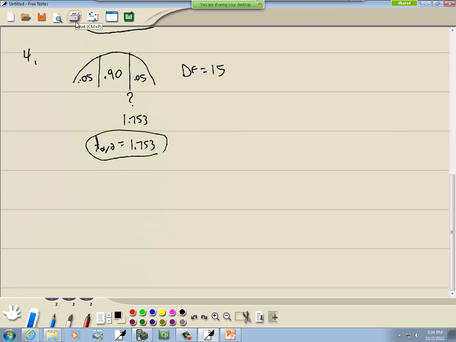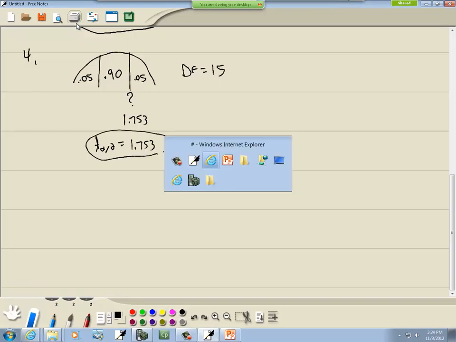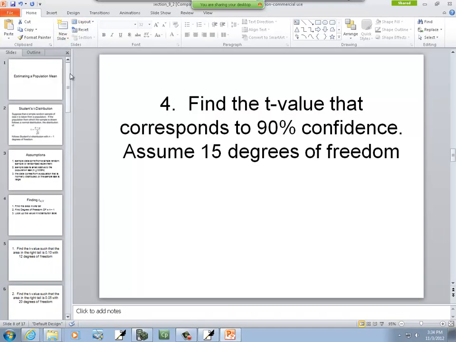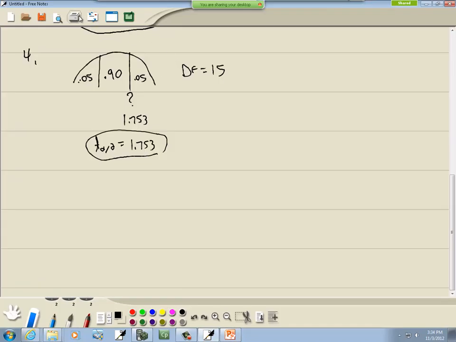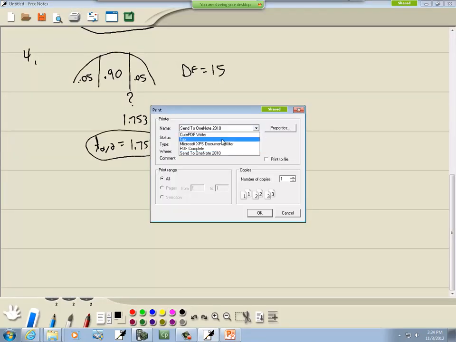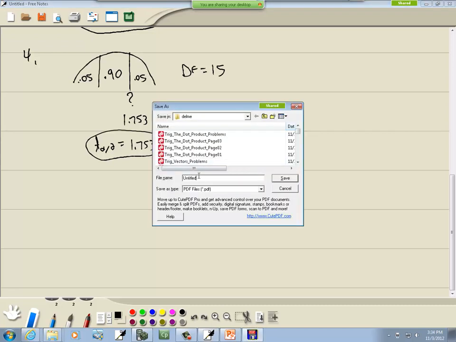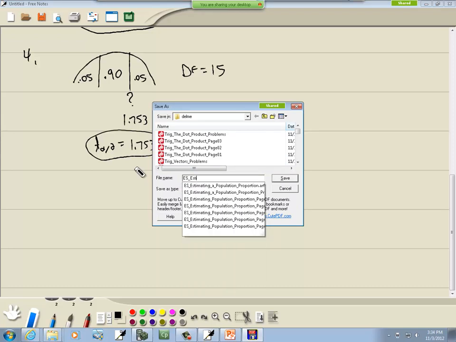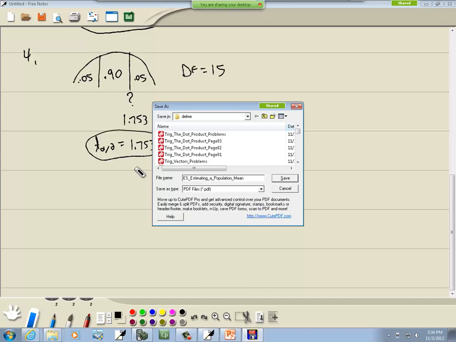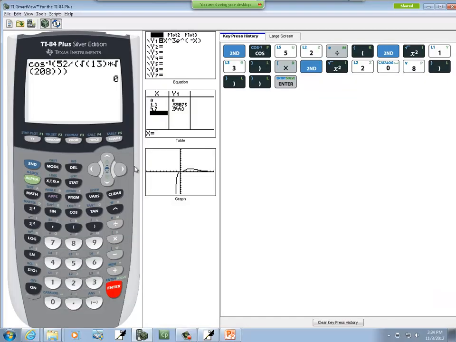Let me save that. This is estimating the population mean, I'm assuming. Estimating a population mean.